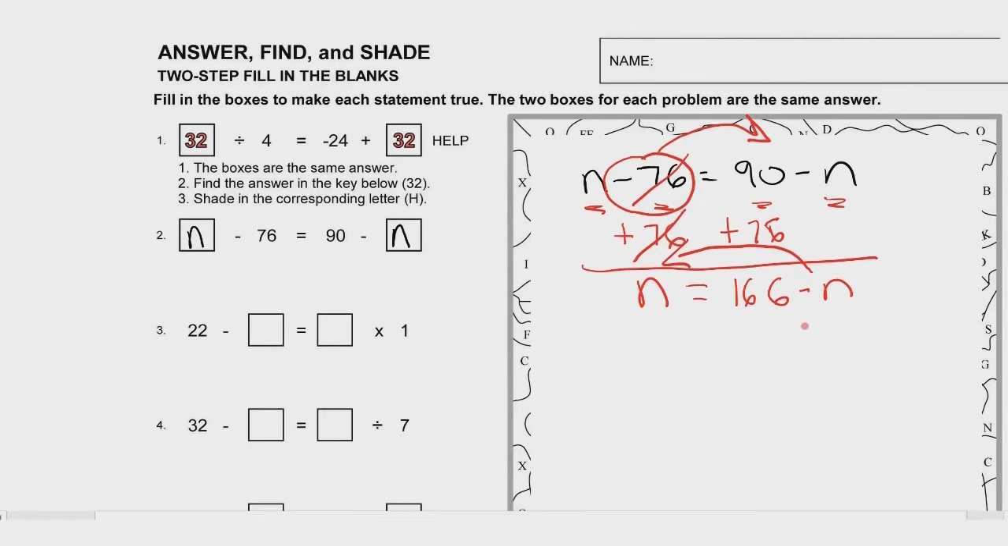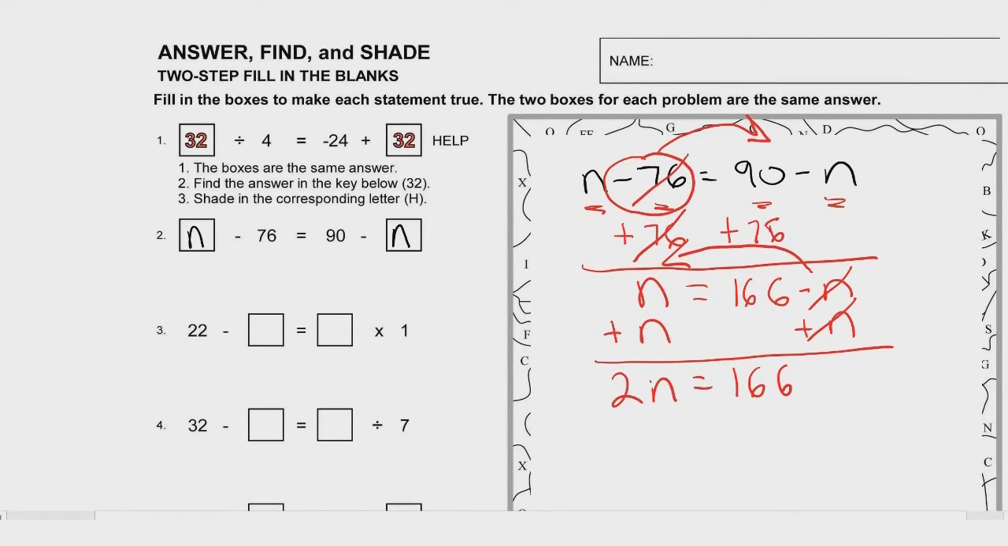So here, I'm going to put a plus n, and here I'm going to put a plus n. And again, whatever you do to one side, you have to do to the other. And a minus n and a plus n cancel each other out. And I have 166 equals 2n, because n plus n, you have two n's.